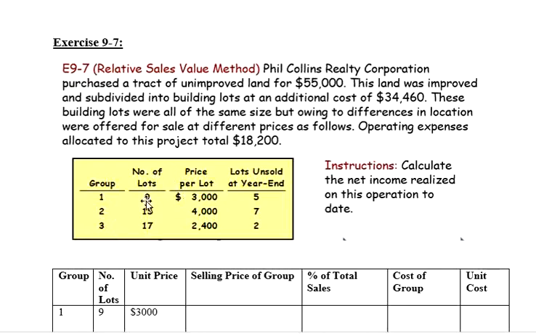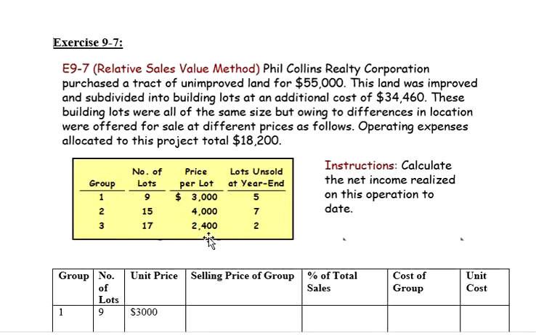The quantity of group 1 lots is 9, the quantity of group 2 lots is 15, and the number of lots in group 3 is 17. That's the total available quantity. The company fixed a selling price: each lot in group 1 will be sold at $3,000, each lot in group 2 at $4,000, and each lot in group 3 at $2,400.